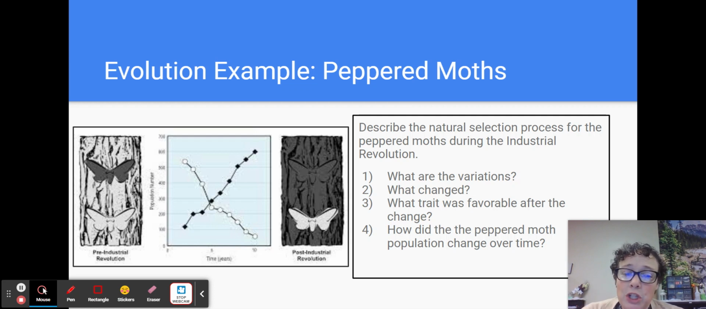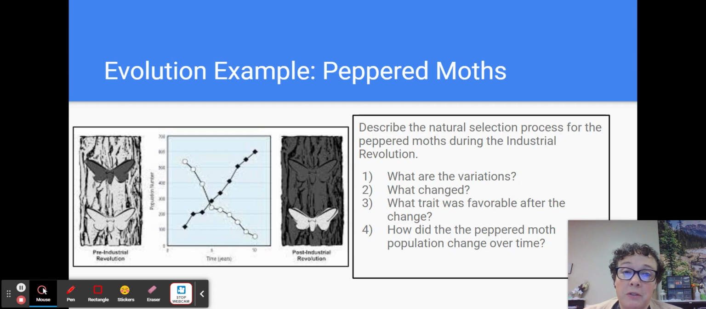Number 2, what changed in the ecosystem? What was the selective pressure? The trees, because of the Industrial Revolution and the burning of coal, became covered with soot and dirt and turned black. That made the trees darker in color, and it made it so birds were more easily able to see the white moths now compared to the black moths before.